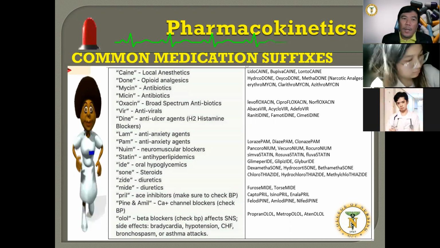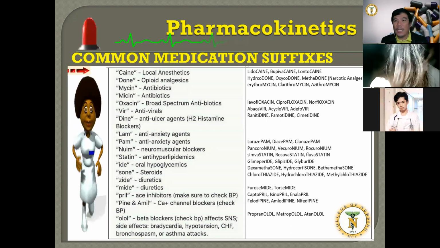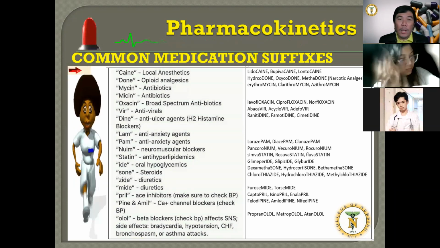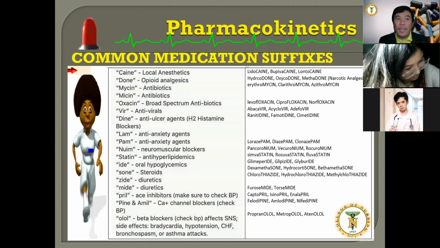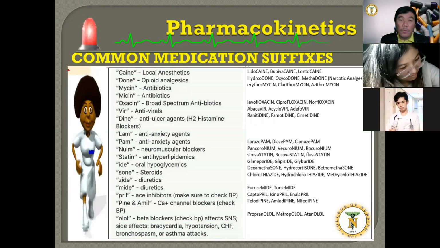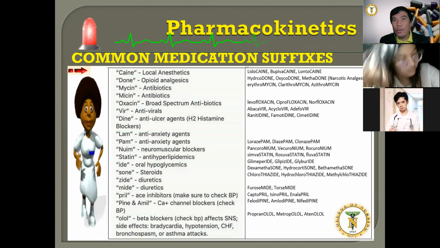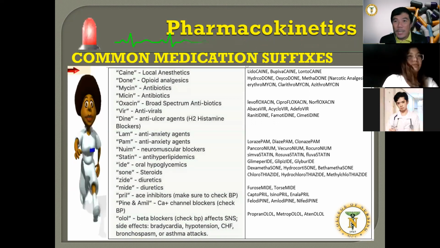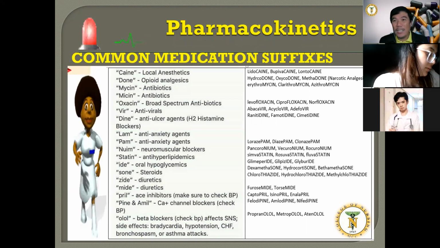The next drugs that we are talking about are all drugs ending in done. These are opioid analgesics. As we discussed, analgesics are drugs whose objective is pain relief. You may have heard about non-drowsy drugs or drugs that may cause drowsiness. The opioid analgesics may cause drowsiness, and opioid analgesics are also called narcotic analgesics.